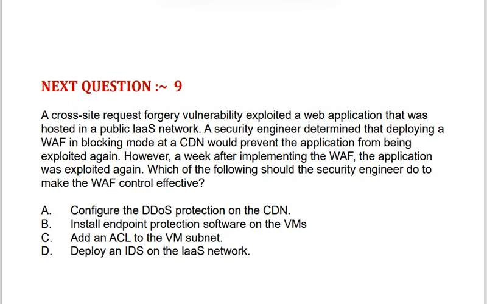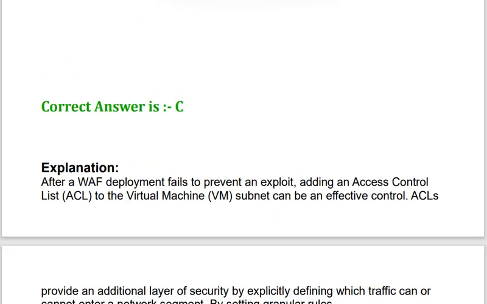Option A. Configure the DDoS protection on the CDN. Option B. Install endpoint protection software on the VMs. Option C. Add an ACL to the VM subnet. Option D. Deploy an IDS on the IaaS network. Correct answer is option C.